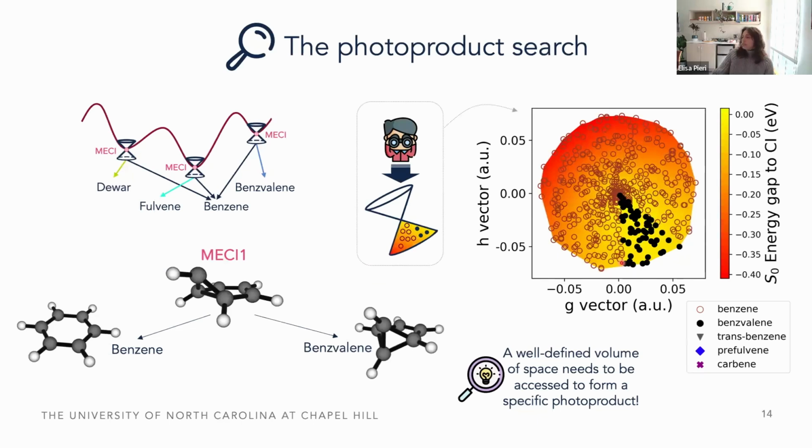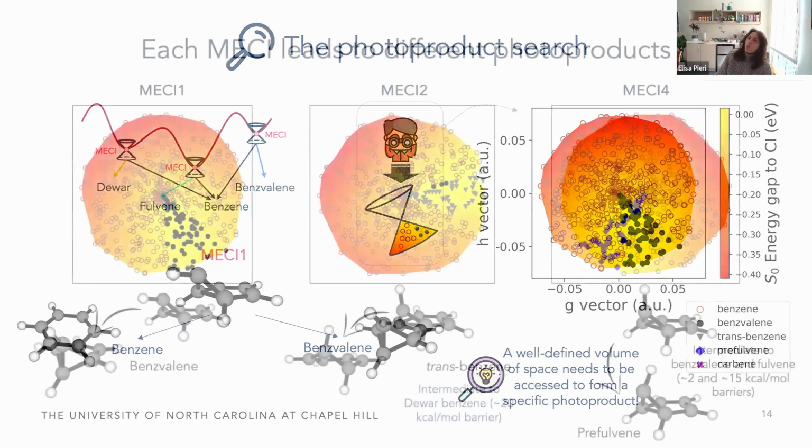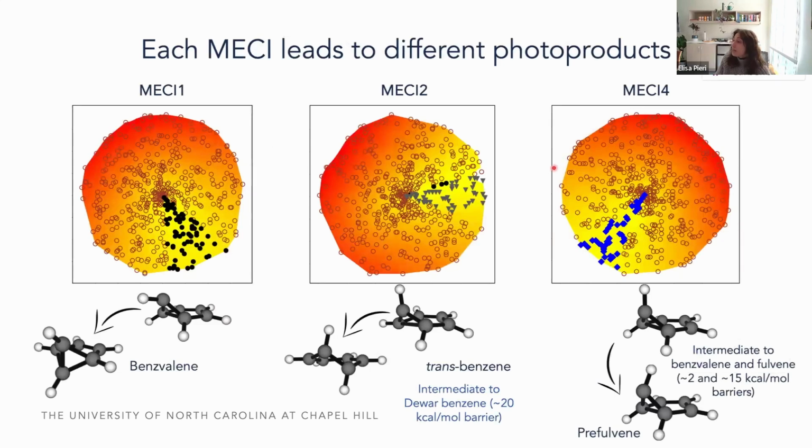And it's really interesting to see that it looks like a pizza slice. All the points that lead to a different photoproduct are grouped together in space. So it really looks like if you want to form benzvalene, you need to access this specific portion of the cone. This is interesting. Is this a common feature, though? Well, it turns out, at least in benzene, this is exactly true.